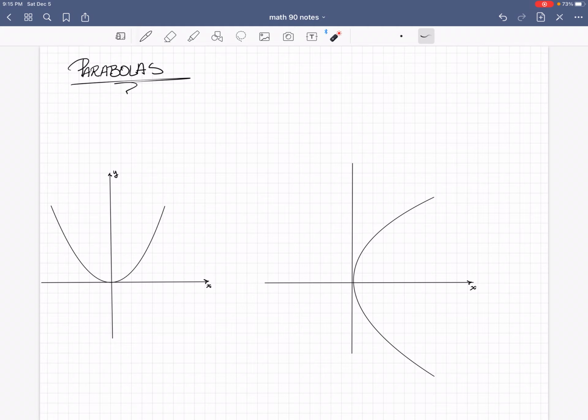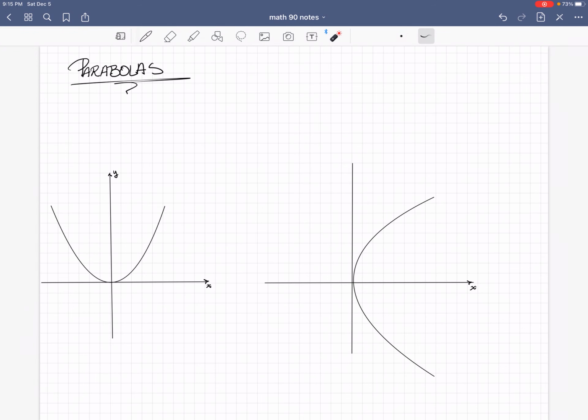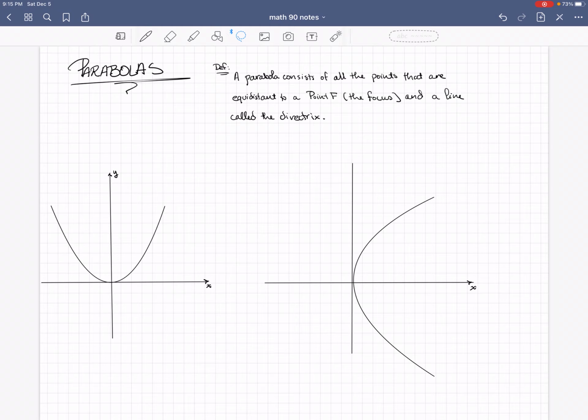The definition that we're going to give for parabolas is going to feel a lot like the definition that we gave for a circle. I actually wrote the definition already, and I'm just going to insert it here. All right, so here it is. A parabola consists of all the points that are equidistant to a point F, called the focus, and a line called the directrix. So there's a lot to talk about here.